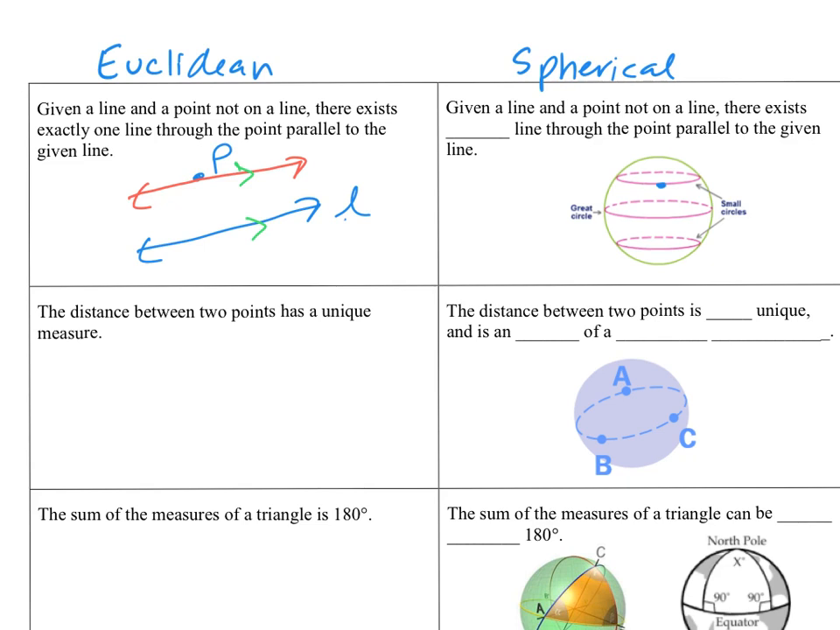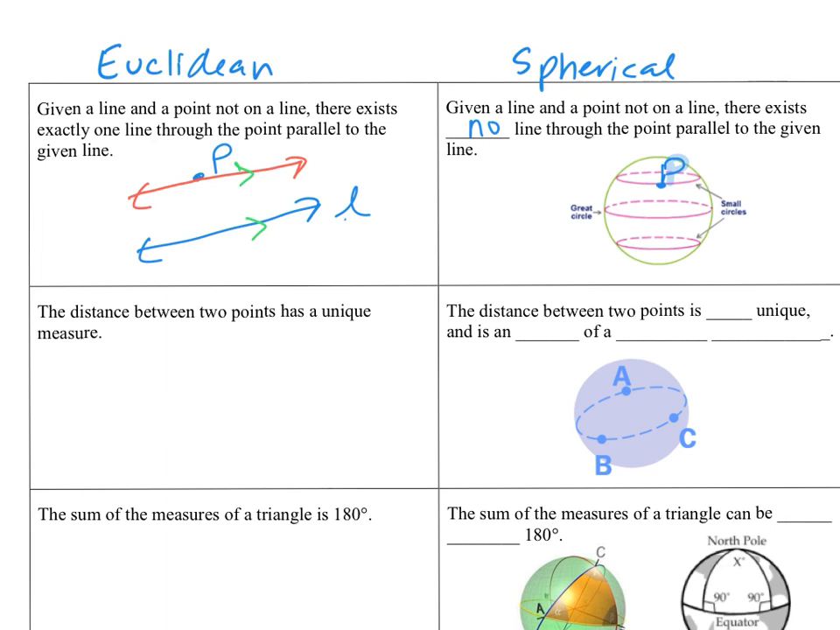comparing that to spherical geometry, let's take a look at what this says. Given a line and a point not on a line, okay, like for example, you could draw a point right here. So remember, when we say the word line in spherical geometry, we mean a great circle. So given a great circle and then a point, why don't we go ahead and call that point P, that's not on the circle. Okay, point P that's not on the circle. In spherical geometry, there actually exists no line through the point parallel to the given line.